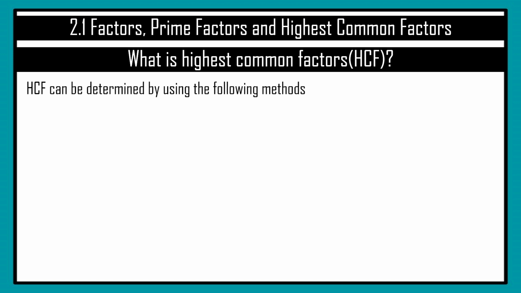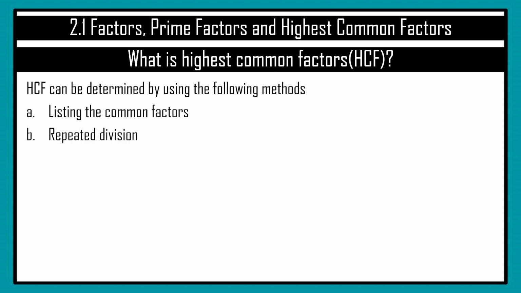Highest common factor can be determined with a variety of methods, which are listing the common factors, which we already done, and then repeated division. The last one is prime factorization. So all of this we actually already saw in other topics, which is the prime factor, the factors, and now common factor. So let's look at an example of how to list the common factors to determine the highest common factor.